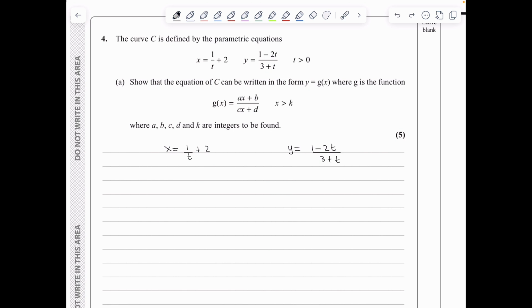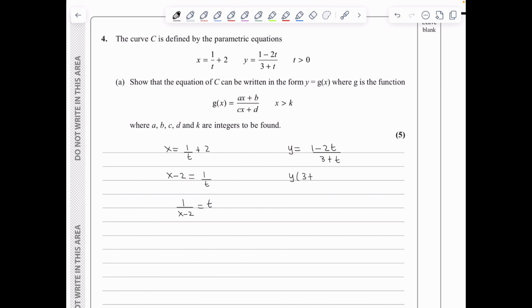So for x is 1 over t plus 2. I will start by saying that x minus 2 is equal to 1 over t. And if I take the reciprocal of both sides, I arrive at 1 over x minus 2 being equal to t. Now for y being 1 minus 2t over 3 plus t, I will start by cross multiplying.